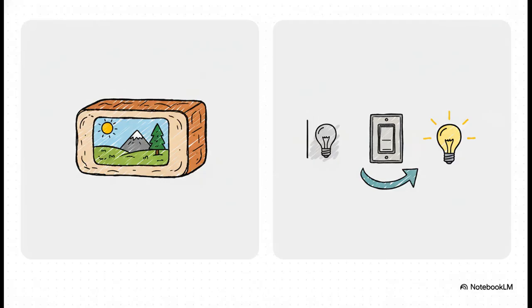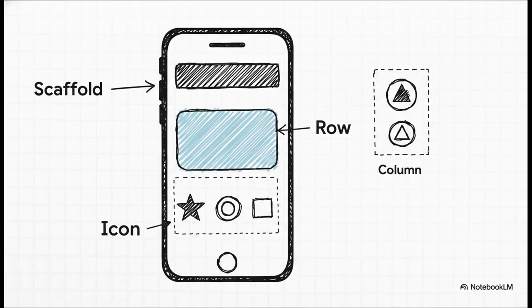And this is so important, there are really two main types of bricks you'll use. A stateless widget is kind of like a painted brick. It is what it is, and it doesn't change on its own. Perfect for things like an icon or a title. But a stateful widget, that's more like a light switch. It has its own internal memory, its state, like on or off, and it can change, which causes the UI to update.